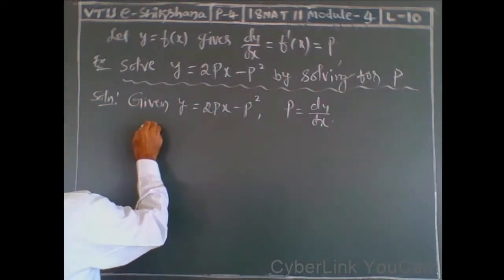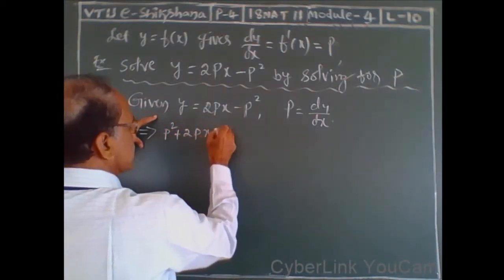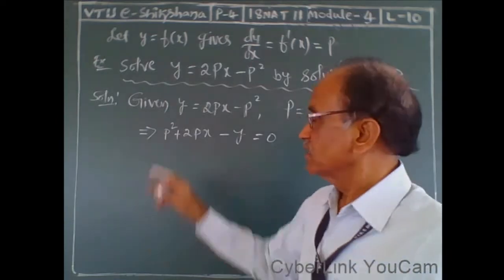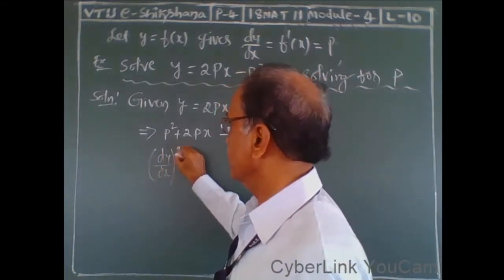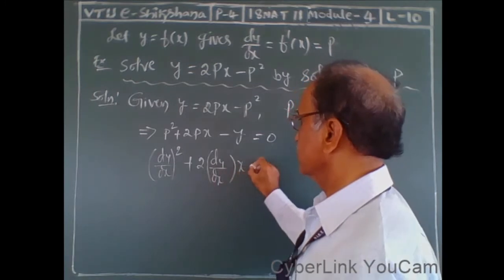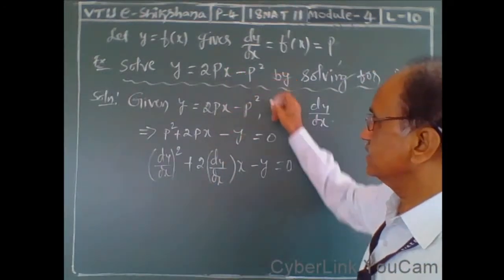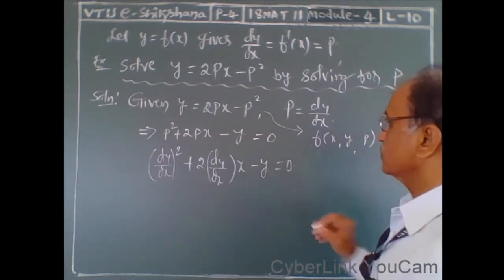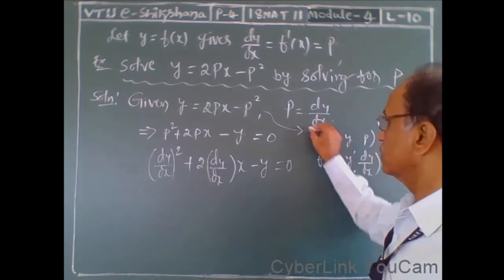So the same equation can be written as p square plus 2px minus y equal to 0. All terms, if you want to write to one side, you can define the differential equation to this form. Then dy by dx whole square plus 2 times dy by dx into x minus y equal to 0. Here this differential equation is containing a function of x comma y comma p equal to 0. Otherwise, f of x comma y comma dy by dx equal to 0.